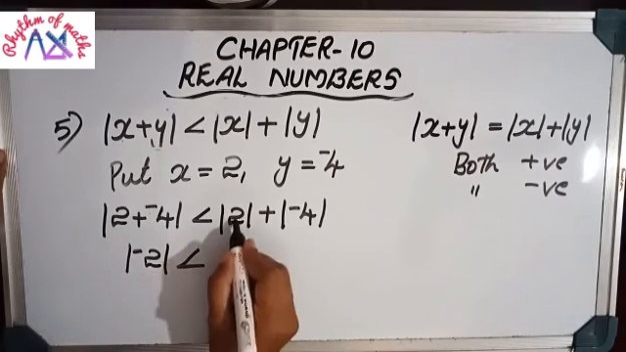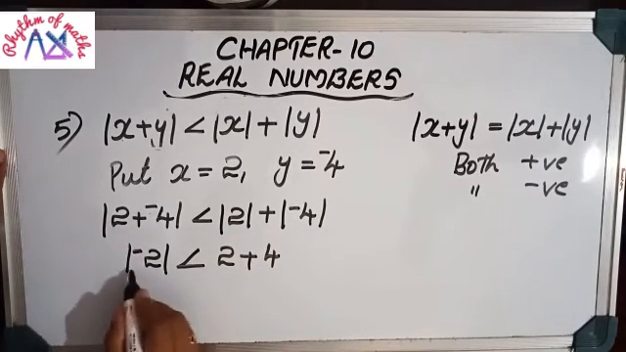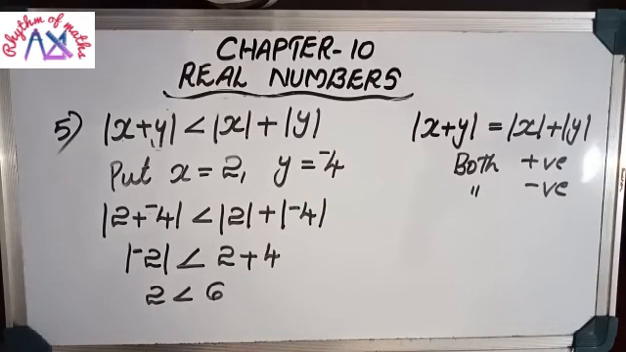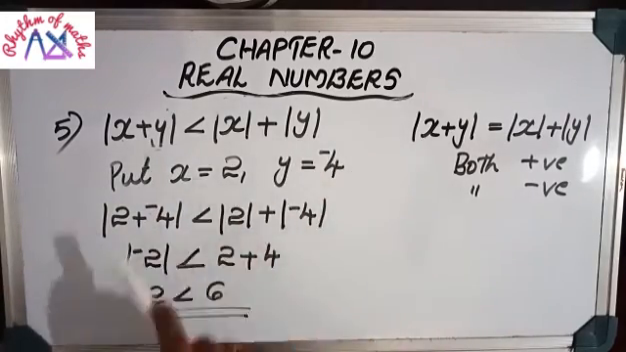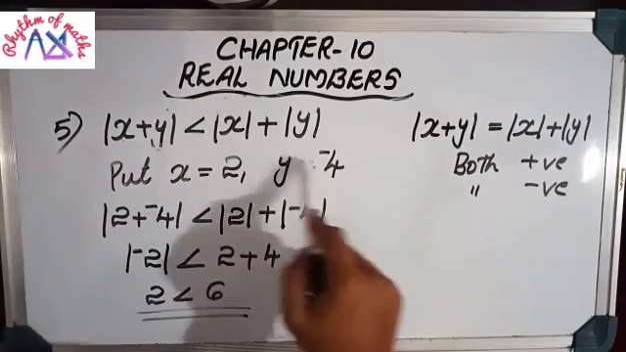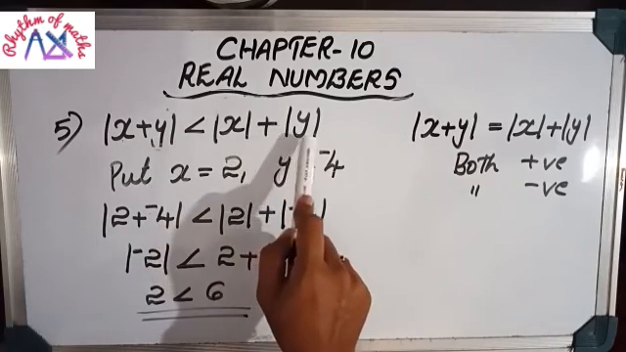Okay, less than modulus of 2 is 2 itself. Modulus of minus 4 is 4. Modulus of minus 2 is what? 2. Less than 4 plus 2, 6. Is it true? 2 is less than 6. Is it correct? It is correct because 2 is smaller than 6. So, if we choose one number as positive and one number as negative, this equation is satisfied. For the other numbers, it is not satisfying. Okay, so both positive or both negative means it is equal. If one positive and one negative number, it is less than. Modulus of x plus y is less than modulus x plus modulus y.